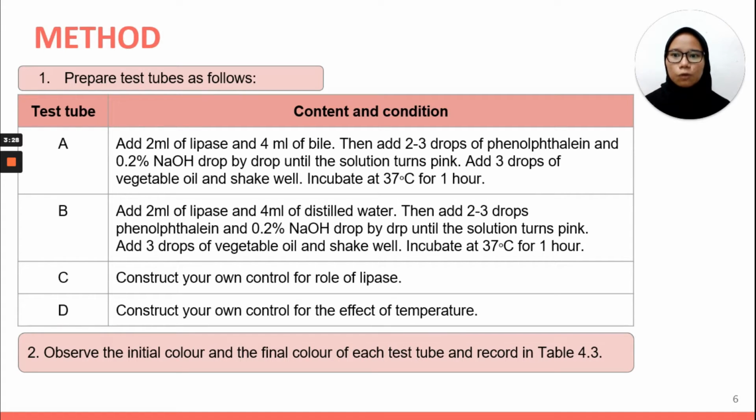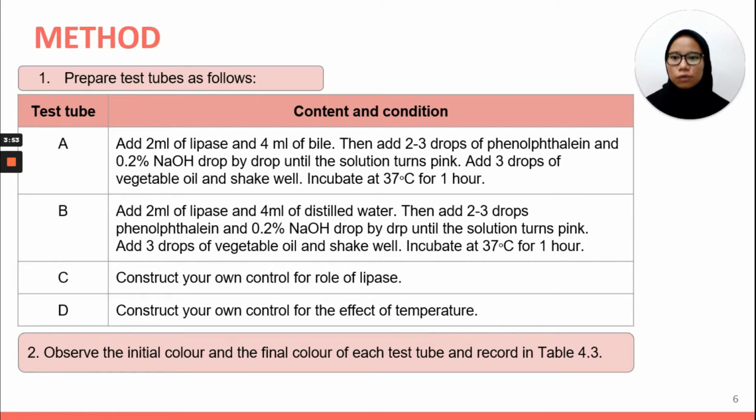Next, for test tube B, we need to add 2 ml of lipase and 4 ml of distilled water. Then add 2 to 3 drops of phenolphthalein and 0.2% sodium hydroxide drop by drop until the solution turns pink. Then add 3 drops of vegetable oil and shake well. Then incubate at 37 Celsius for 1 hour too.